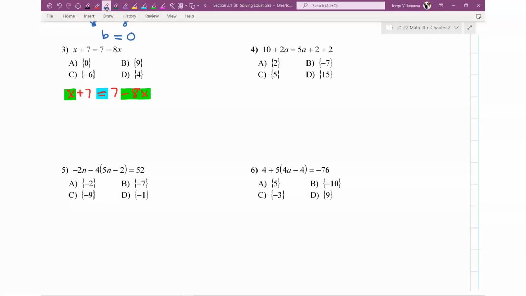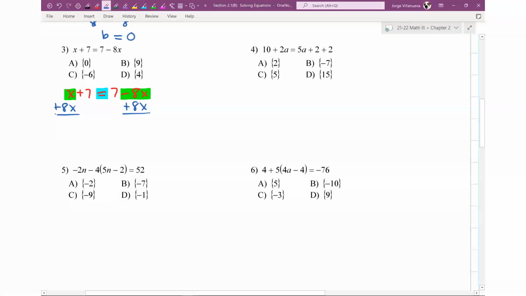So to me, I would rather move the negative 8x to the other side. That way my numbers stay positive. Okay? So I'm going to go ahead and move a positive 8x to both sides. Now, is this the only way to do it? Definitely not. You can move the x to the other side as well.